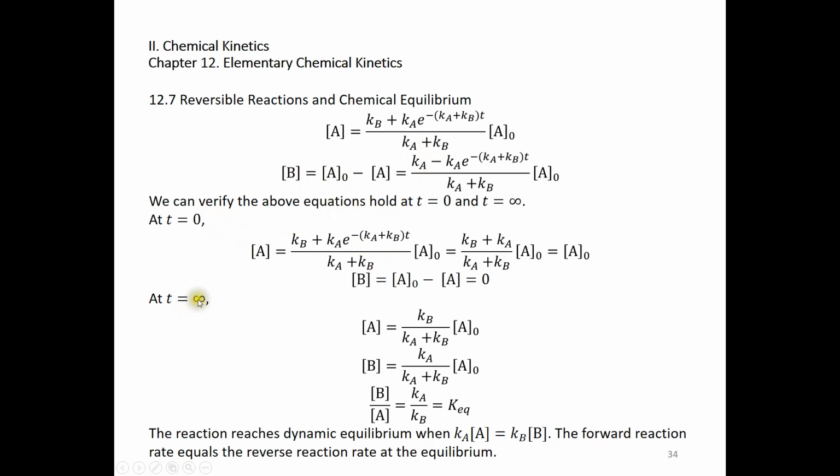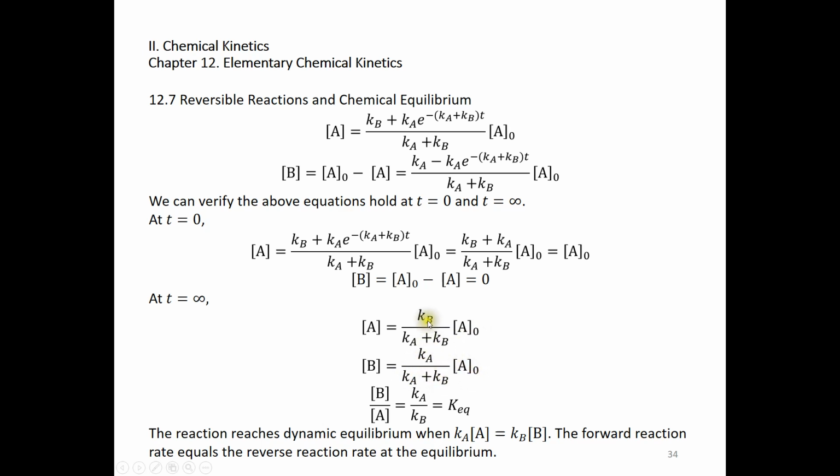At time equals infinity, same thing. We just plug in time equals infinity here, and this exponential function becomes 0, and this one also becomes 0. And therefore, we also have two expressions for A and B. A is Kb over Ka plus Kb times A naught. B is Ka divided by Ka plus Kb, and then times A naught.